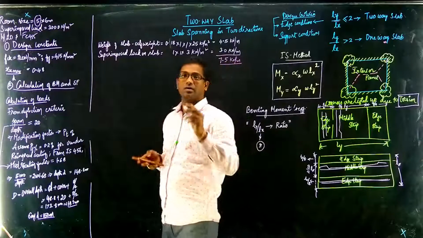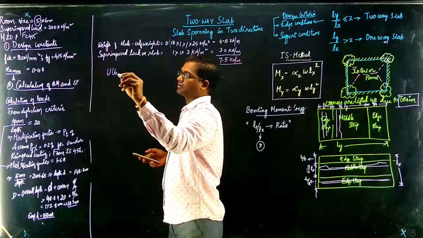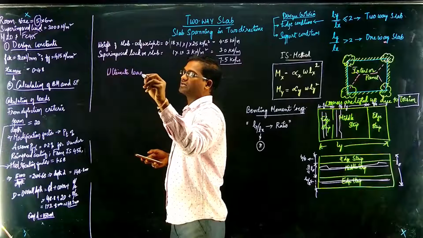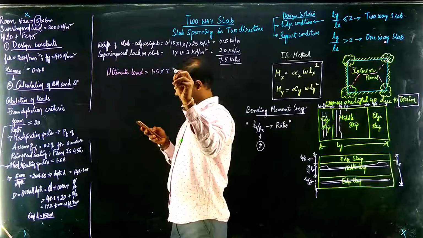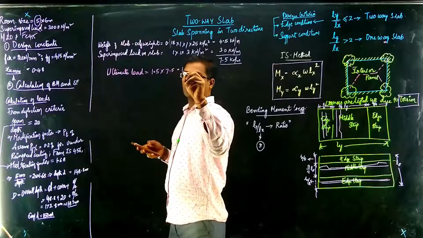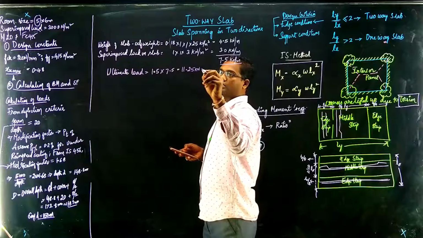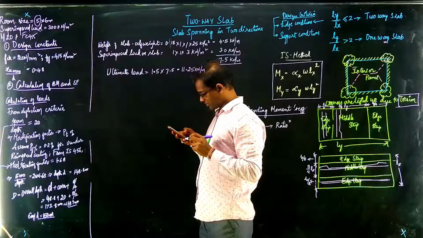Now this is the working load. So the ultimate load is given by the factor of safety 1.5 into 7.5, which is 11.25 kilonewton per meter. Right?